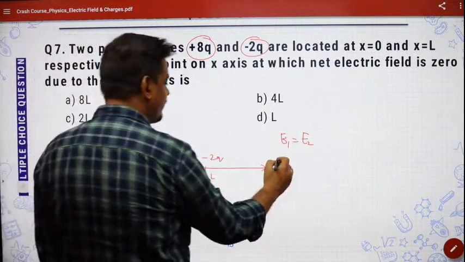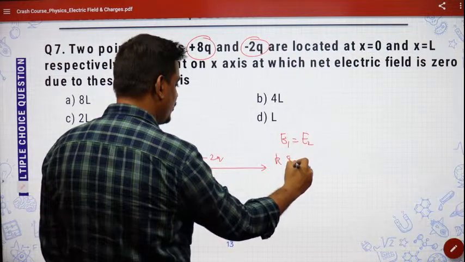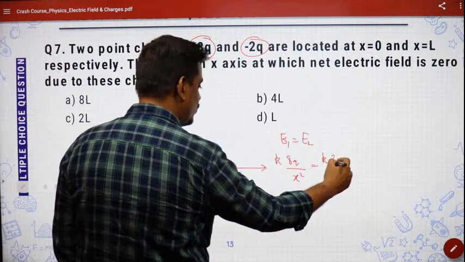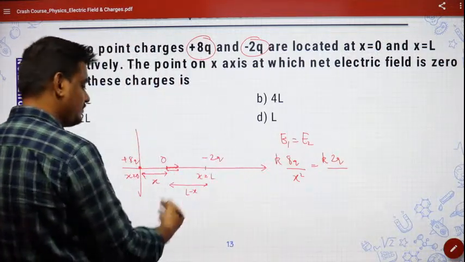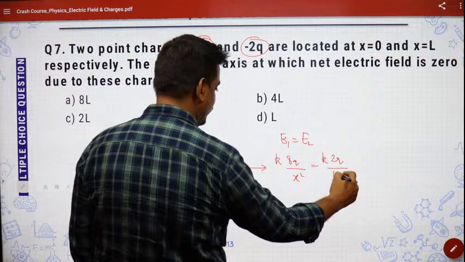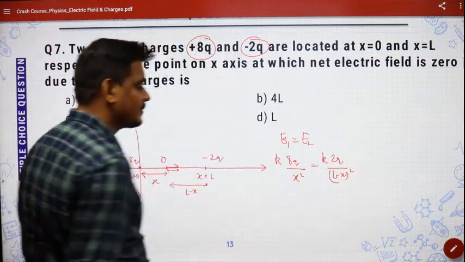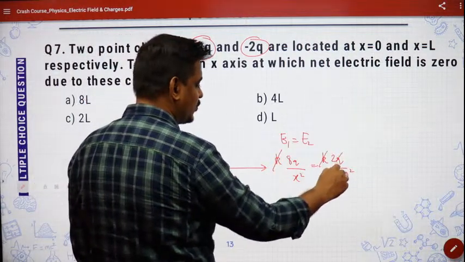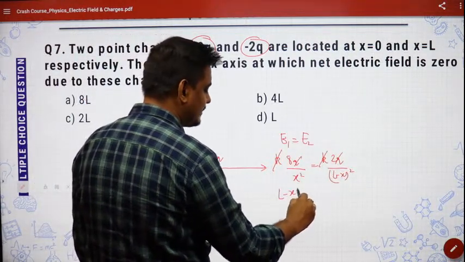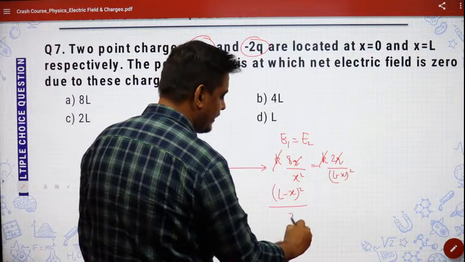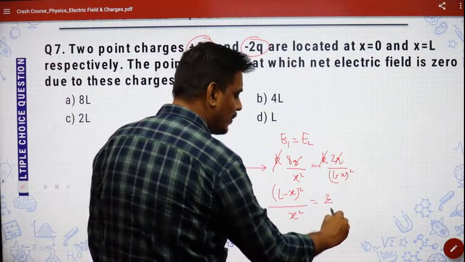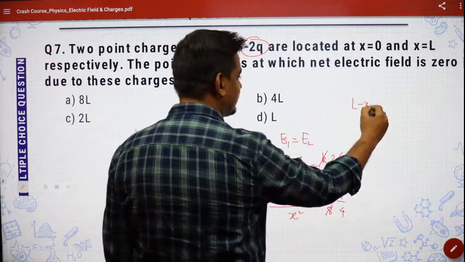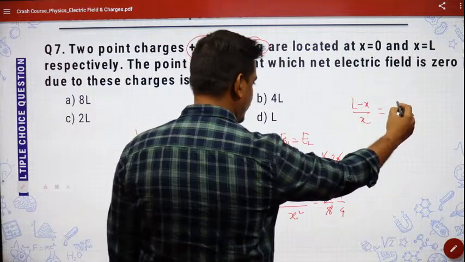And E1 will be equal to K into 8Q by x square, and on this side I will have K into 2Q by L minus x the whole square, isn't it? So the net field is 0. Then K gets cancelled, Q gets cancelled, and you get L minus x the whole square divided by x square is equal to 2 by 8, that is equal to 1 by 4. And finally, you will get L minus x by x is equal to 1 by 2.